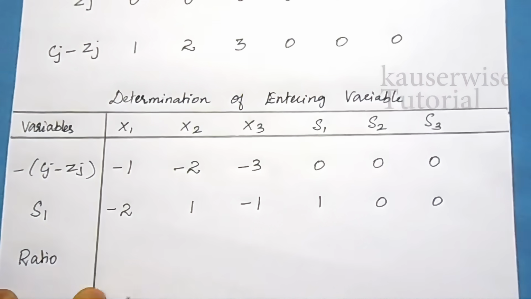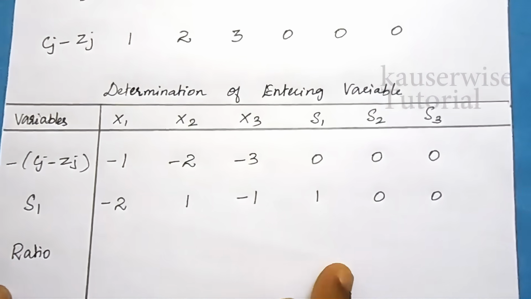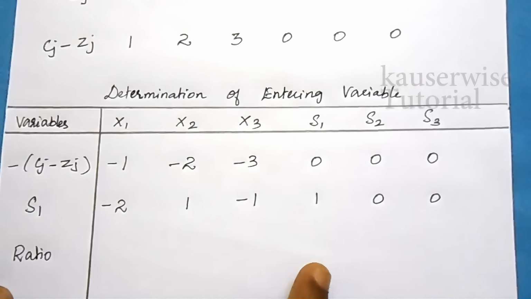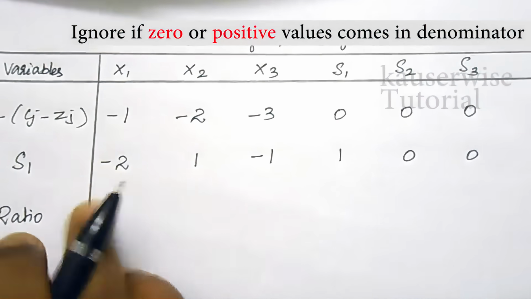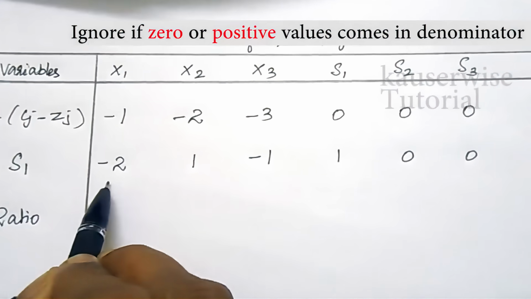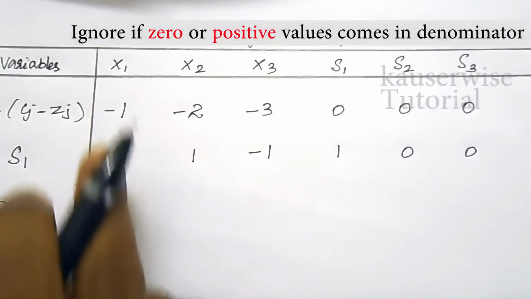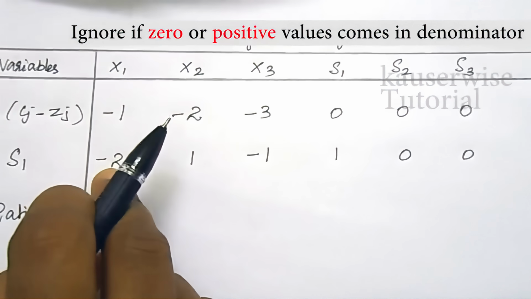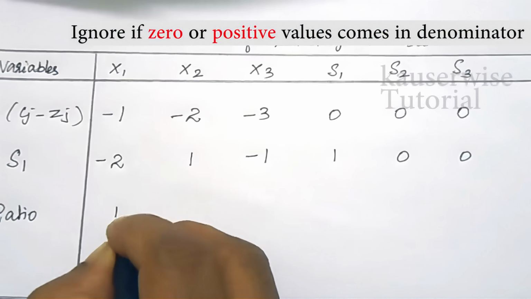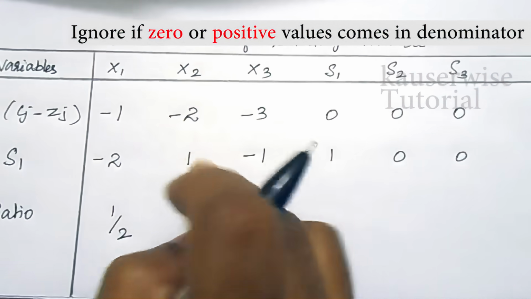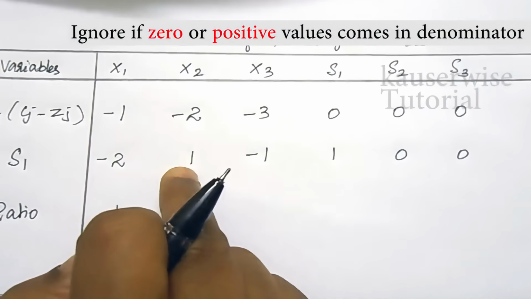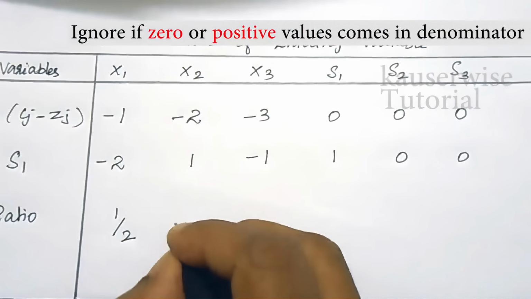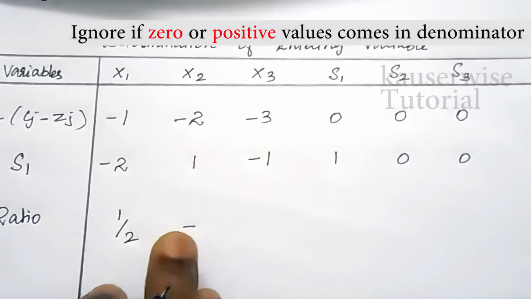Okay, while you take the ratio, just ignore positive values and 0 values in the denominator. For example, in the first value, minus 1 divided by minus 2. So you can find the ratio. Minus 1 divided by minus 2 is equal to plus 1 by 2. For X2 value, minus 2 divided by plus 1. Here the denominator is a positive value. Just ignore it. You need not put any ratio for this.